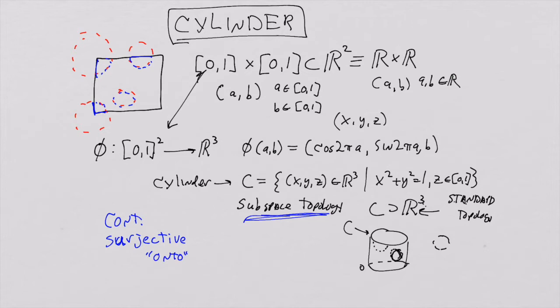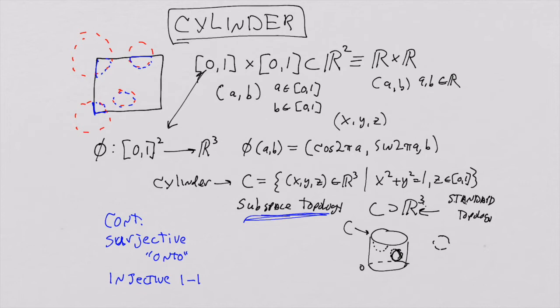But what is it not? It is not injective. Right? Injective means one-to-one. And the reason it isn't injective is because the points 0 and 1 for A will both graph to the same point on the cylinder. So, for example, if I take A equals 0, the cosine of 0 is 1, and the sine of 0 is 0. So I'll get 1, 0.